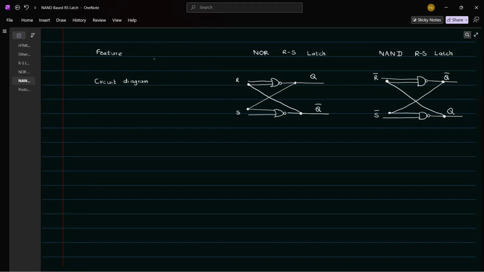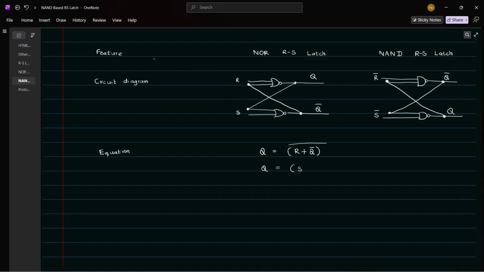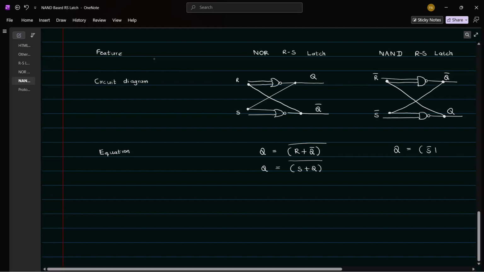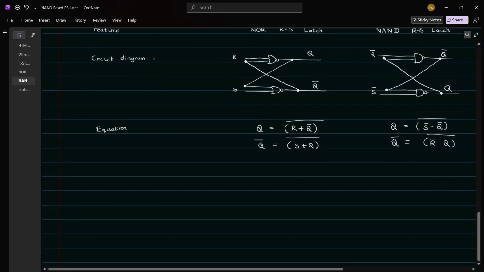Why? Well, we come up with the equation. The equation says that Q is equal to (R plus Q bar) whole thing bar, and Q bar is equal to (S plus Q) whole thing bar. And here Q is equal to (S bar dot Q bar) whole thing bar, and Q bar is equal to (R bar dot Q) whole thing bar. That's the idea.